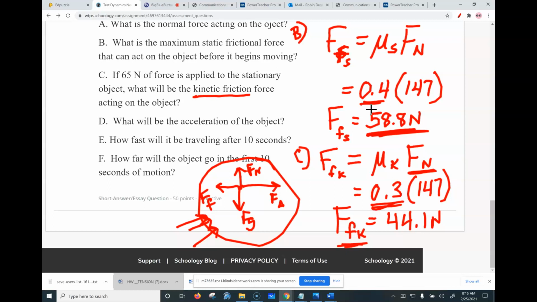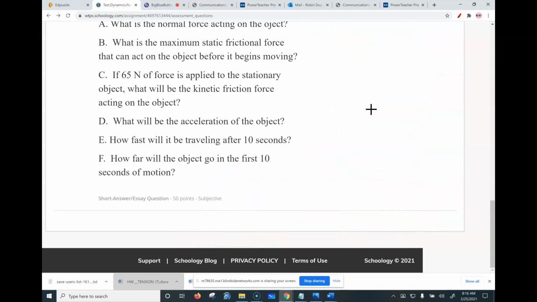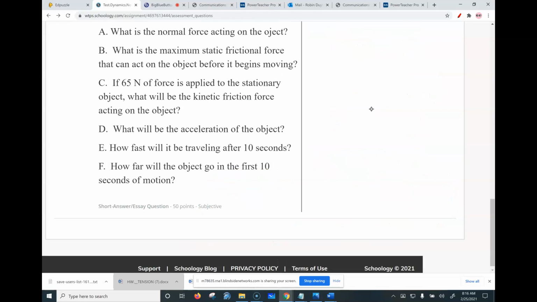If it's not moving and we're trying to get it to move, use static friction. If we already have it and we get it moving, then you figure out the amount of friction the same exact way, except pop in the coefficient of kinetic friction. All right, I'm going to erase this. And then what is the acceleration of the object?